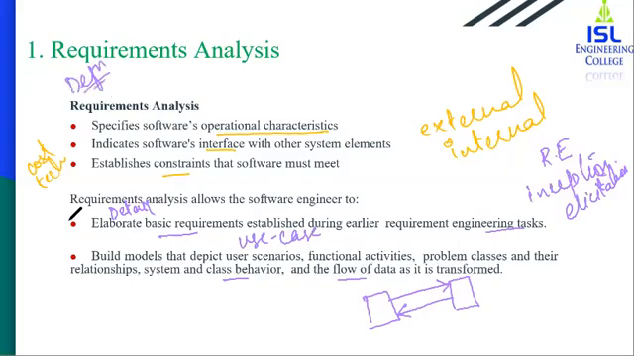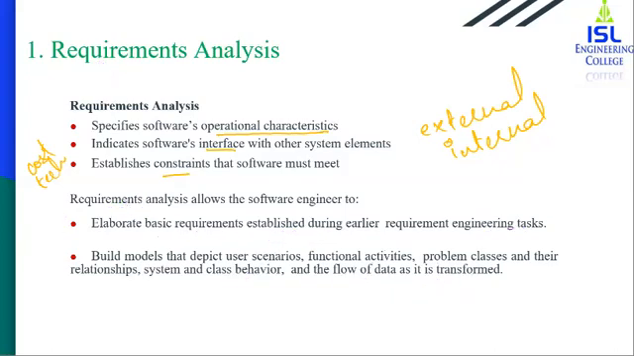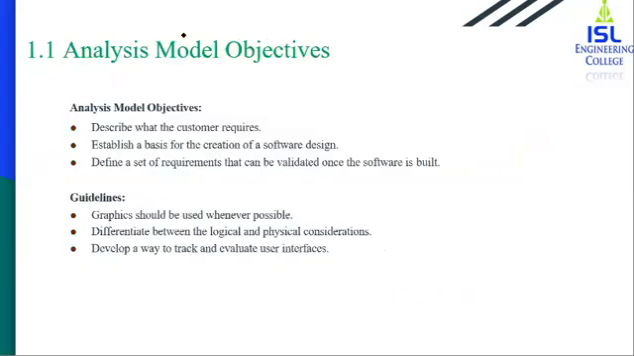And requirement analysis helps the software engineer to do these two tasks. Now the analysis modeling objectives. Within analysis modeling, you're going to have three different objectives. The three different objectives are: describe what the customer requires. What the customer requires means what his requirements are within the software that need to be identified.